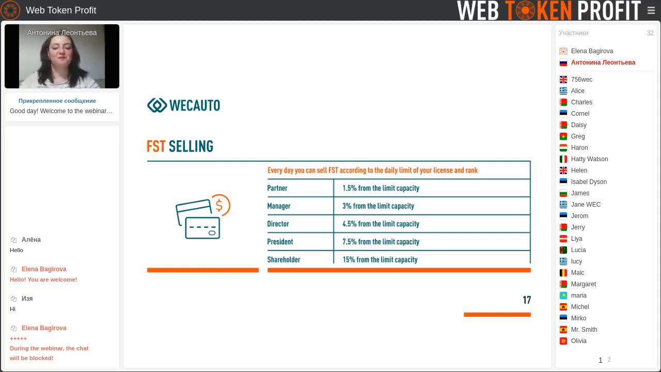And you have chosen, there is a separate table on this side for this, so we can view and save it, because it's very important to know how many fosters you can sell every day. So we can see that the partner can have a daily limit of 1.5%. The manager has only 3%, director 4.5, president 7.5, and the shareholder 15% for a day.